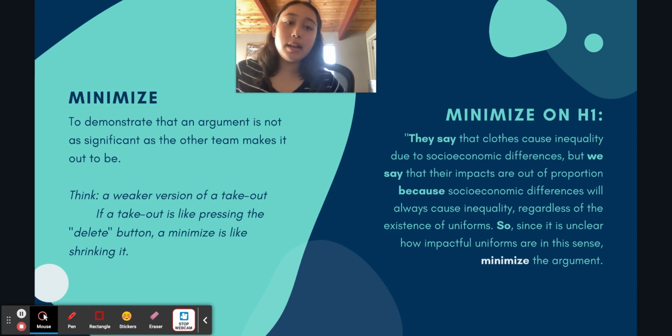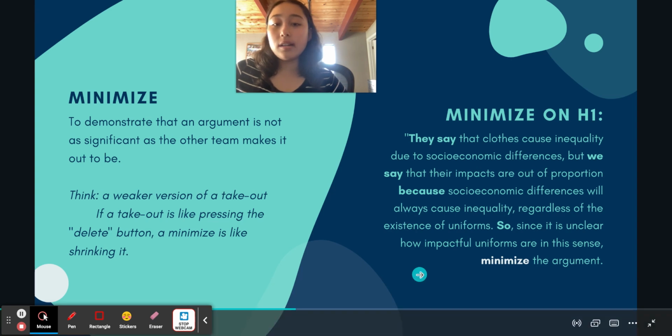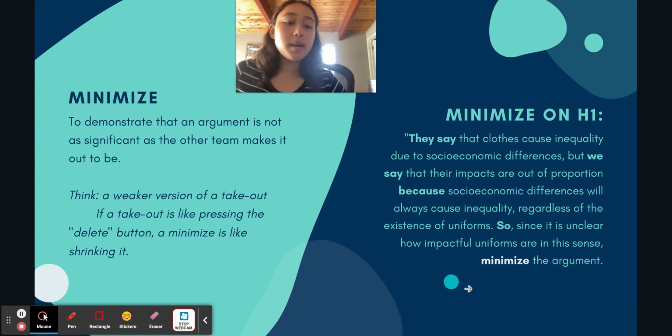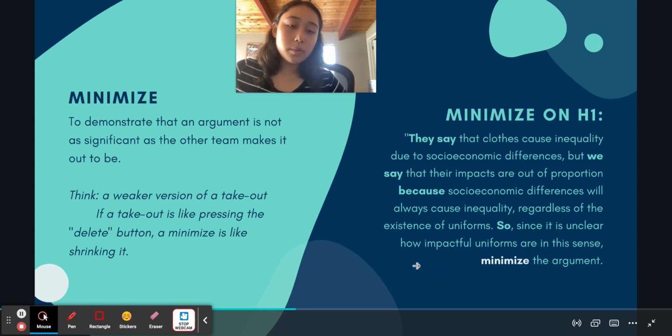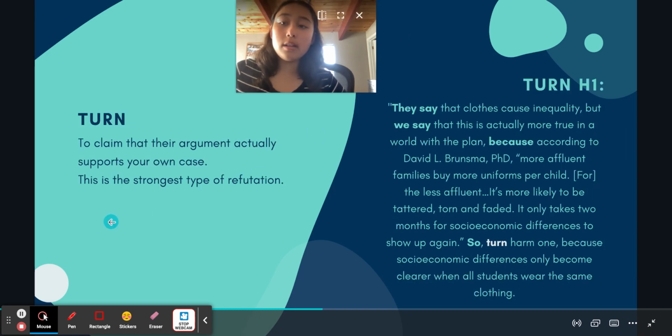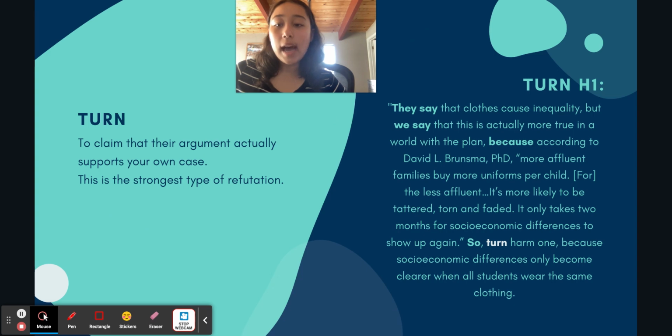So it can help your credibility to say, okay, maybe they're not wrong. However, it's not actually that important because, and then to explain why. So here's a minimize on harm one. They say that clothes cause inequality due to socioeconomic differences, but we say that their impacts are not really true. They're out of proportion because socioeconomic differences will always cause inequality, and so ultimately, since it's unclear how impactful uniforms are, minimize the argument.